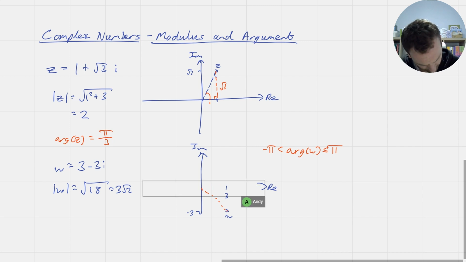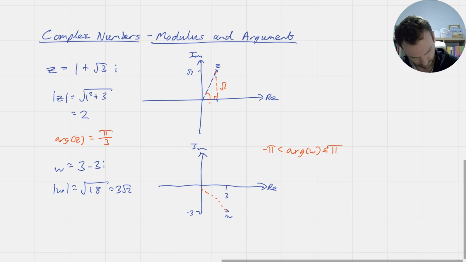So rather than going for that angle there, we're going to want to look instead at this angle here, and because we're going clockwise, we're going to give our answer as a negative. Looking at this triangle, this is a nice isosceles triangle. So that angle would be 45 degrees, or pi over 4.